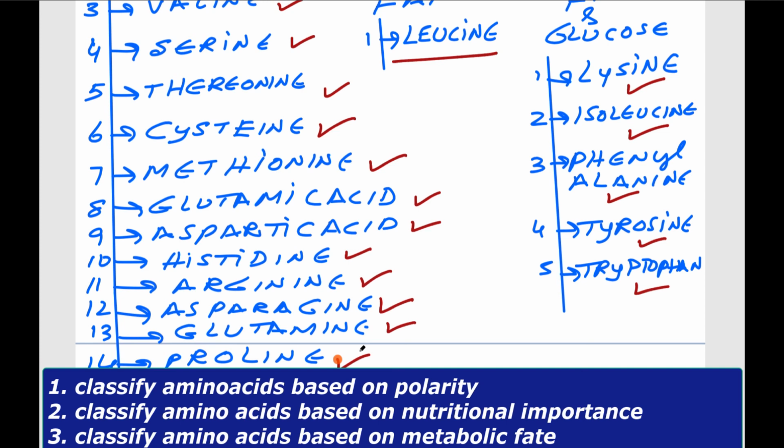With this, we have completed the classification of amino acids based on different criteria. In the next session, we'll discuss other aspects of amino acids. Thank you. Thank you very much.